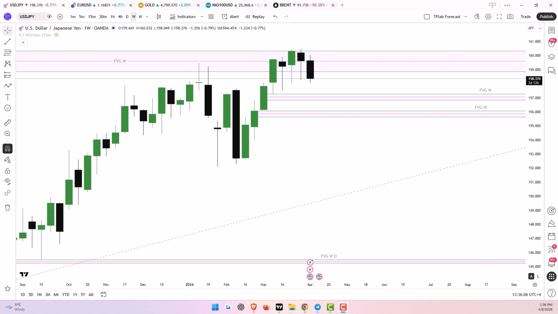I'm with you for the daily analysis of the USD JPY currency pair on April 8th. Last week we saw that after this pair reached the 160 yen price range, it showed rejection to this level and immediately pulled back down. Ultimately, last week's candle closed around 159.6 yen.